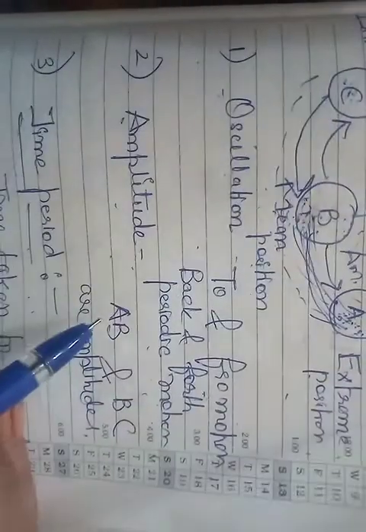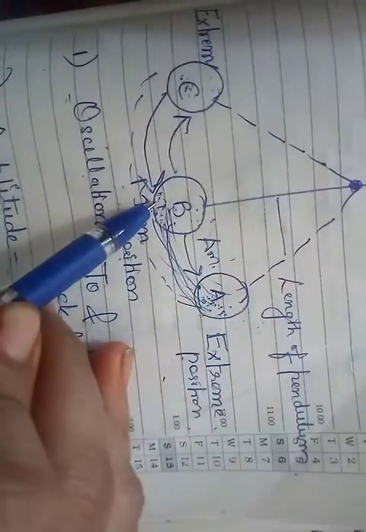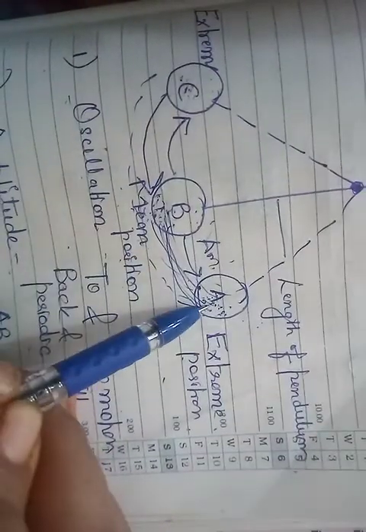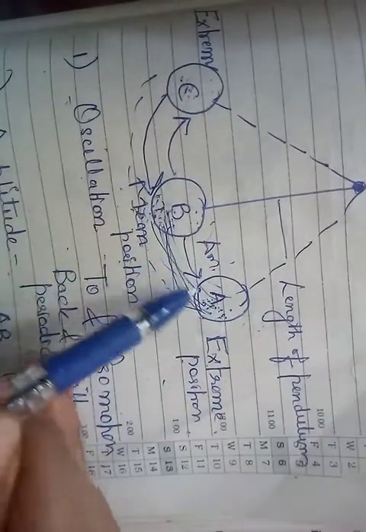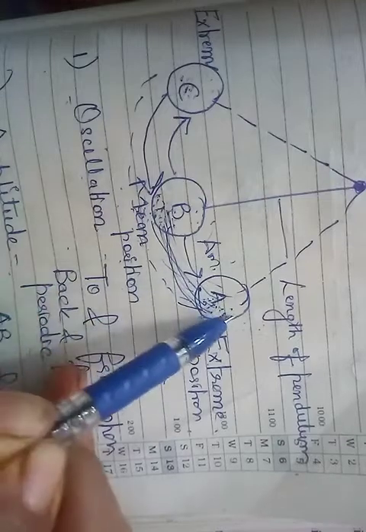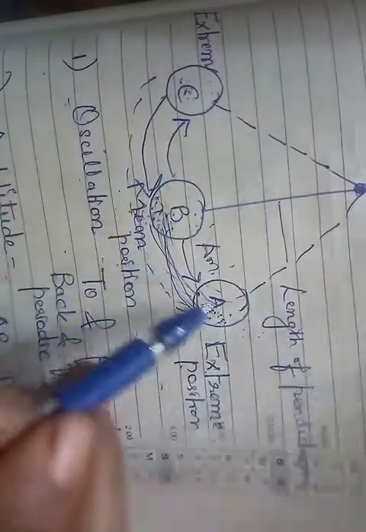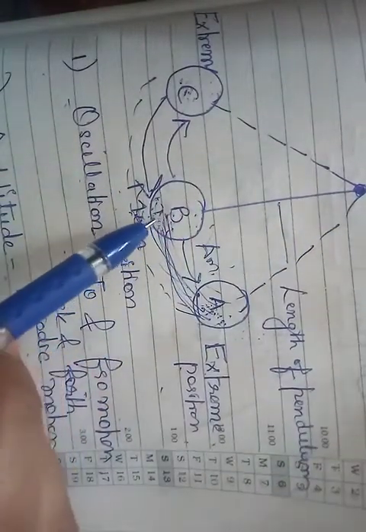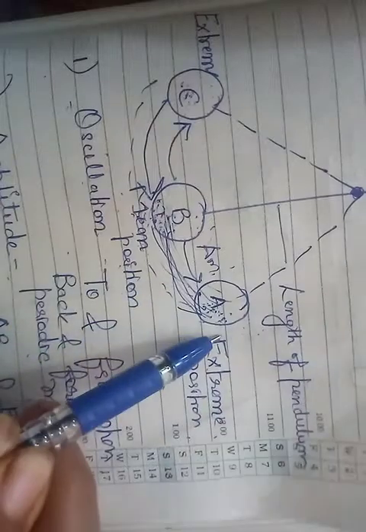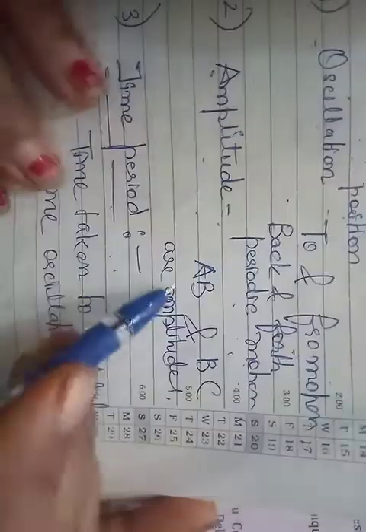Now the next term is amplitude. What is amplitude? The maximum distance covered from B to A, from mean position to extreme position. This distance from the mean up to where it goes is called the amplitude of the simple pendulum. So amplitude is the maximum distance covered from mean position to extreme position. That means AB and BC are called amplitudes here. This distance between A and B, and this distance between B and C, is amplitude.